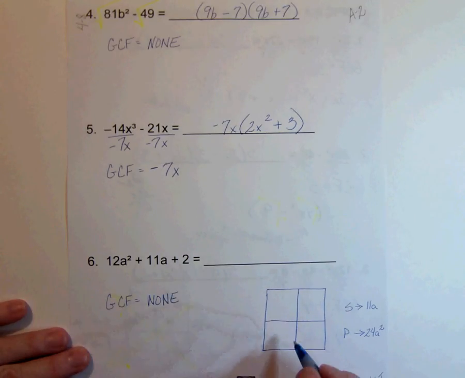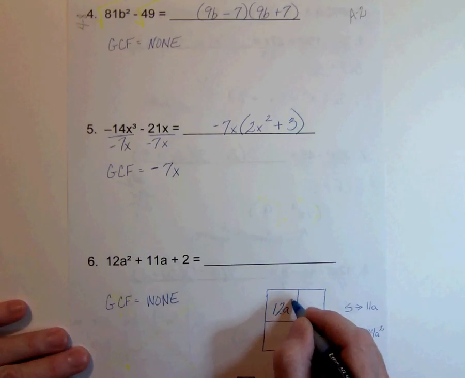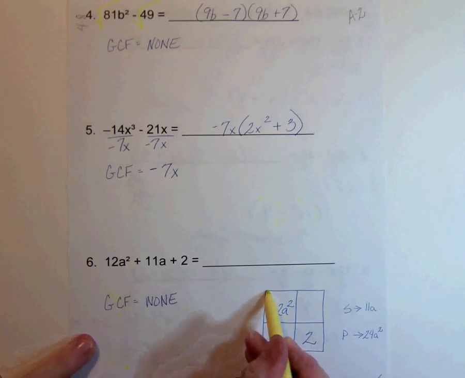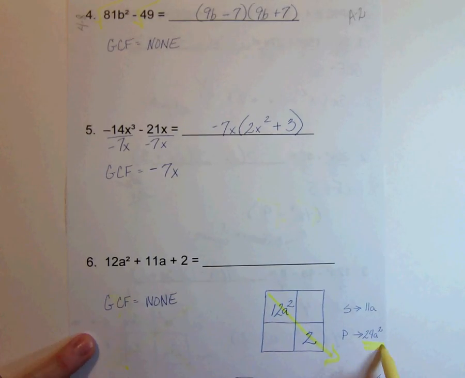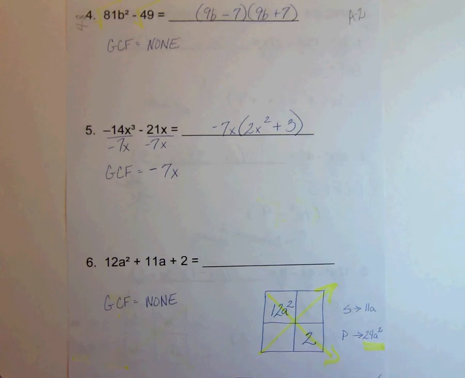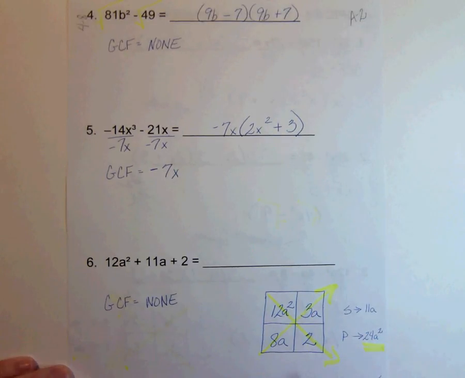But let's do our box technique for this. Go ahead and put your 12a squared here and your 2 here. Multiplying those two together is going to give you the 24a squared. So what I multiply in this direction is also going to give me a 24a squared, but an add-in of 11. So think about what factors of 24 would give you that 11. I know I'm getting a little fast at this, but you're going to get fast at this too.